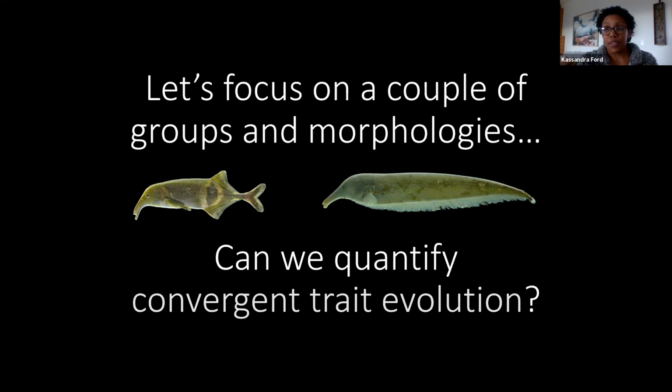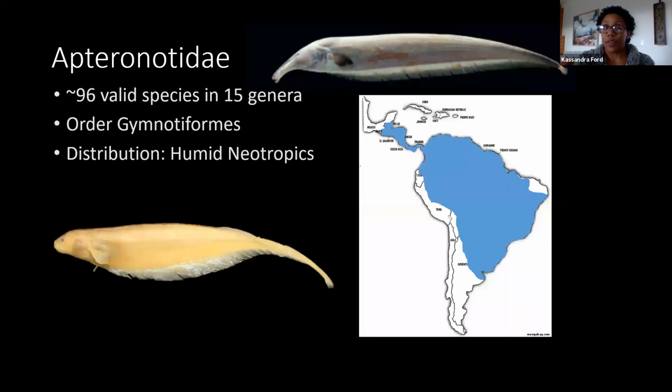Now, my two groups of interest include Apteronotidae, a group of electric fish from South America in the order Gymnotiformes. There are about 100 valid species, and they're found in the humid neotropics, including Central and South America. These fish are kind of funky looking. They're not your typical fishy shape.